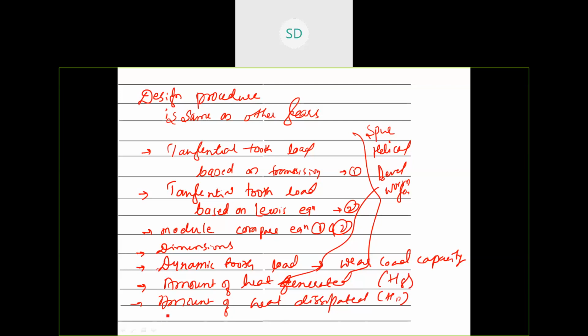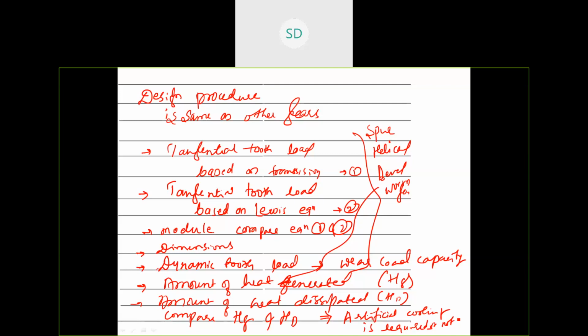Next, you need to compare Hg and Hd, heat generated and heat dissipated. Based on the comparison, you need to suggest whether artificial cooling is required or not. Now, this is the design procedure. The only thing is that you need to find out heat dissipated and heat generated in worm gears. These two equations are additional here.